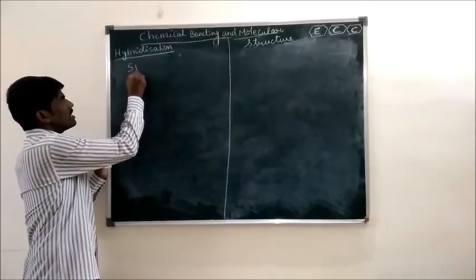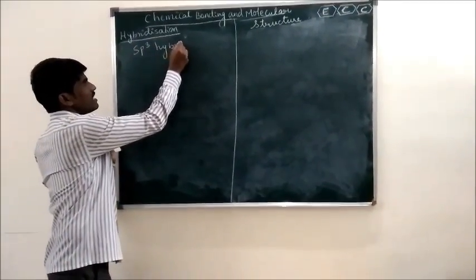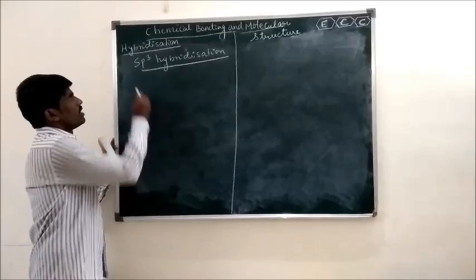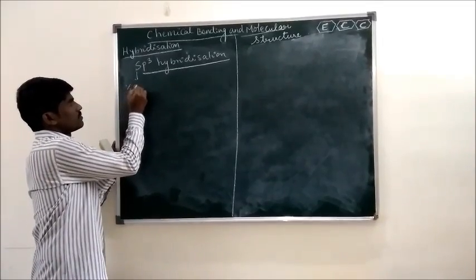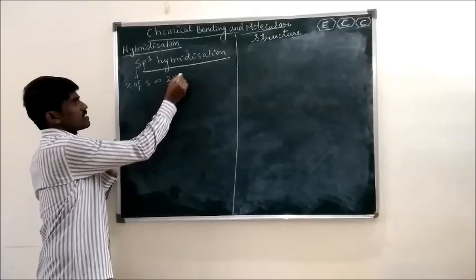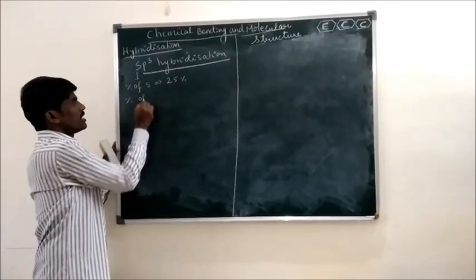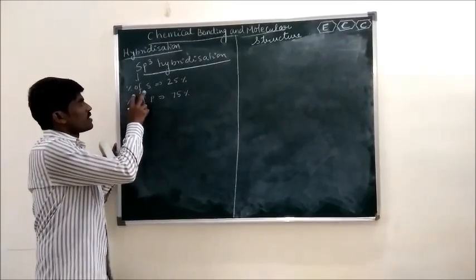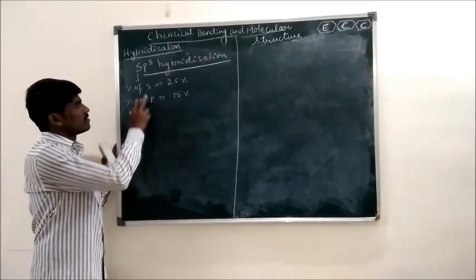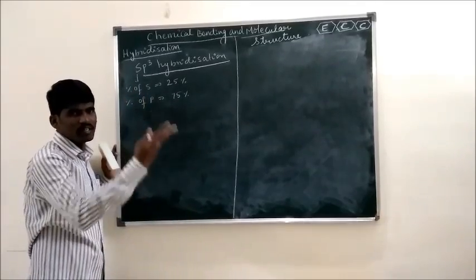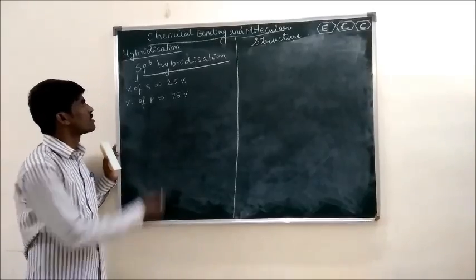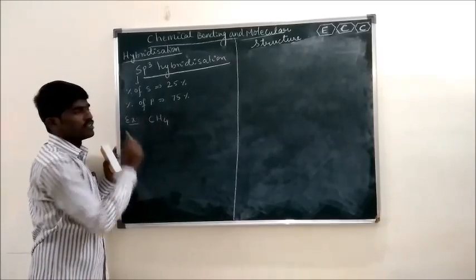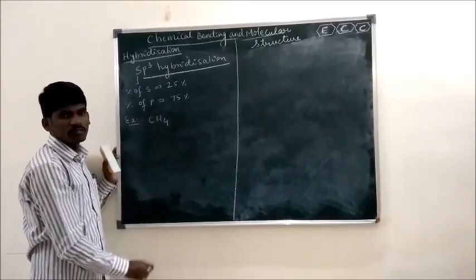Let's move on to the third type of hybridization, sp3 hybridization. In sp3 hybridization, the percentage of s character is 25% and the percentage of p character is 75%. The percentage of s character and p character give important facts, which will be discussed in forthcoming sessions. For sp3 hybridization, I'll take the best example, methane, formula CH4.